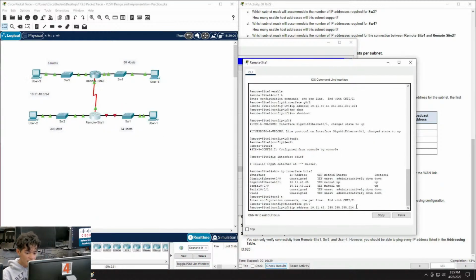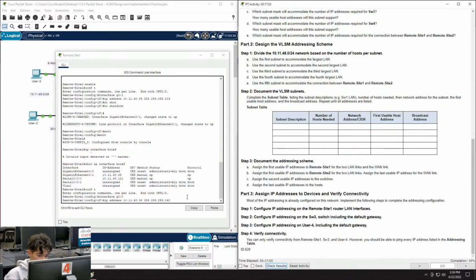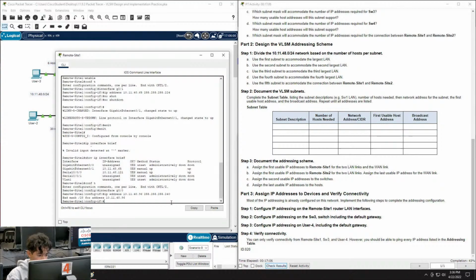All right. Where did paint go? Okay. 96. So we figured this would be 96. Subnetting it, that would just be 16. So the one after that would be 240. Just see it's correct. Bad math.